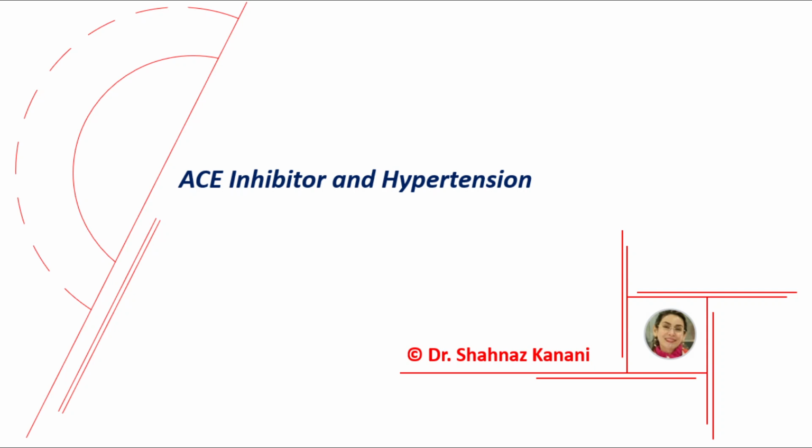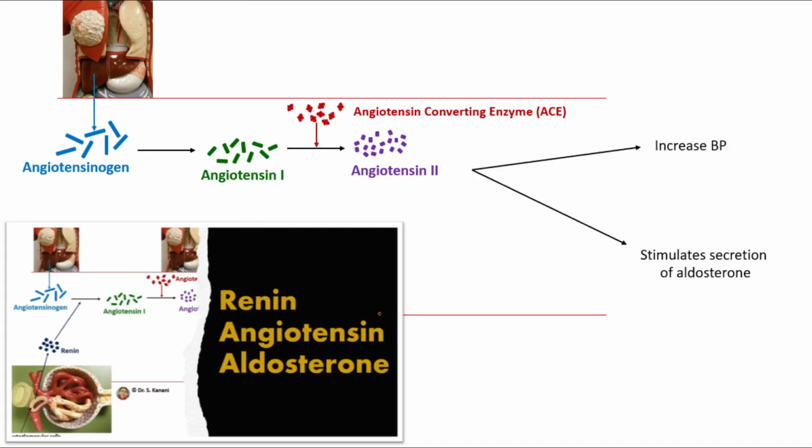ACE inhibitor refers to a class of medication that is used for different types of cardiovascular diseases, including patients with hypertension. To understand exactly what an ACE inhibitor does, following my explanation in the video renin, angiotensin, aldosterone, we need to remind ourselves that throughout the process of formation of these hormones, we need an enzyme that is called angiotensin converting enzyme, and this is the enzyme that changes angiotensin 1 to angiotensin 2.